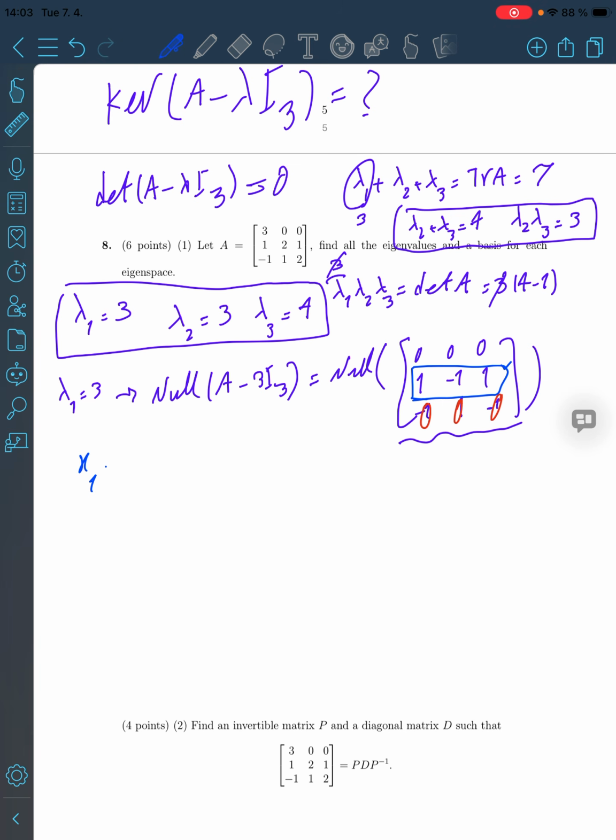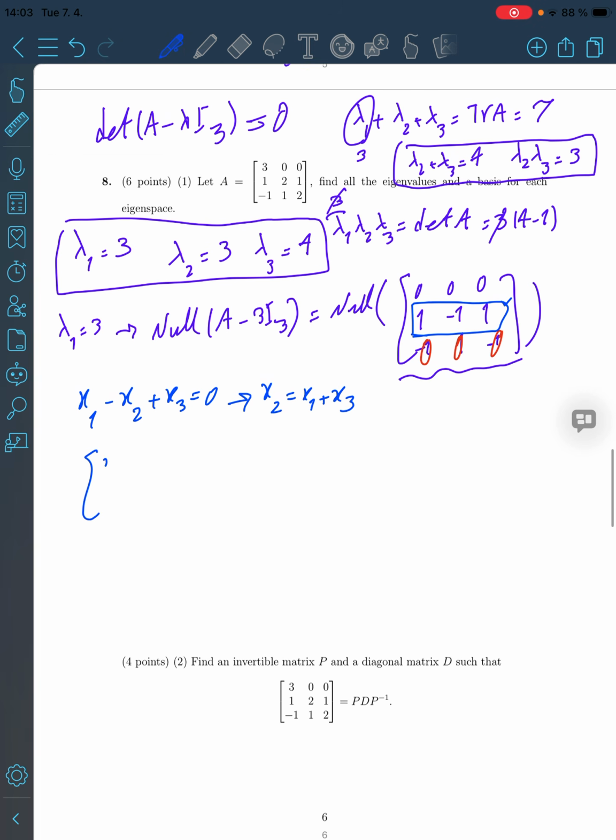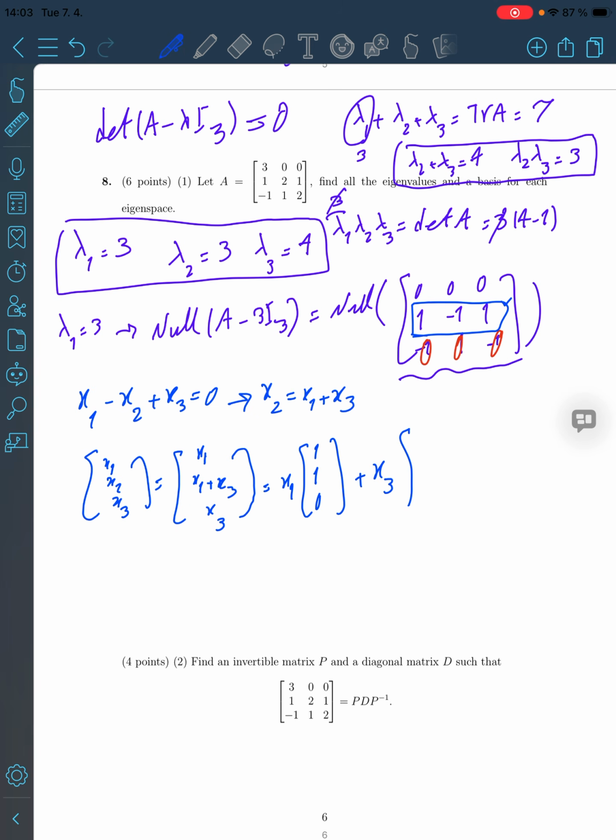Therefore, x1 minus x2 plus x3 is equal to 0, and this implies that x2 is equal to x1 plus x3. So now x1, x2, x3 is going to be what? x1 is x1. Instead of x2, I write x1 plus x3, and instead of x3, I write x3. So we can factor x1. Therefore, you have this vector 1, 1, 0, plus x3 times 0, 1, 1.